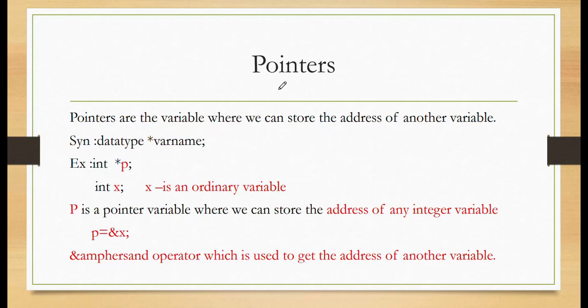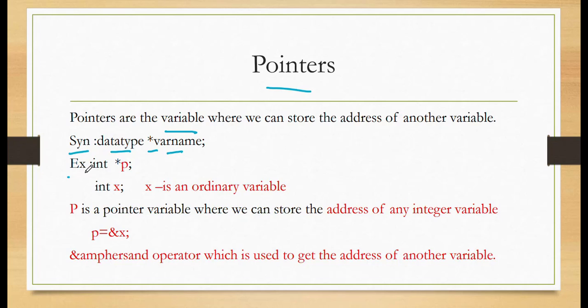So the next one is pointers. So what is a pointer? Pointers are similar to a variable where we can store the address of another variable. Using this variable, we can store the address of another variable. For example, the syntax for declaring a pointer is data type, star, variable name.